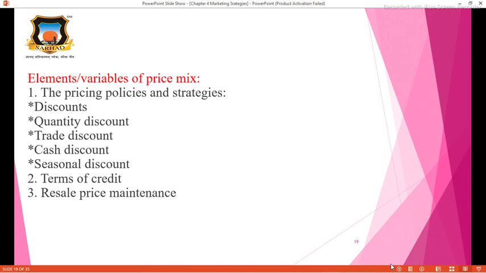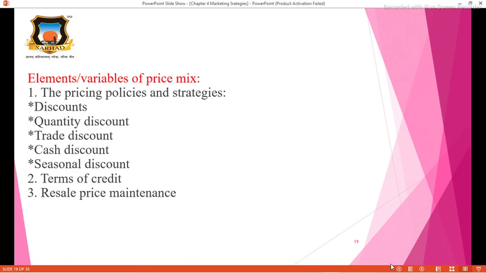The next is a trade discount. A trade discount or functional discount is the deduction given from the quoted price because of the specific position enjoyed by the buyer in the channel of distribution. Trade discount is a percentage deduction of the quoted price and differs from industry to industry, from company to company, and from product to product.